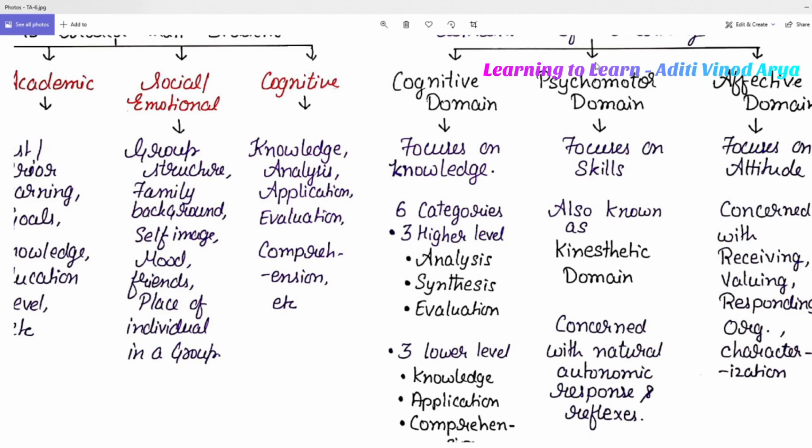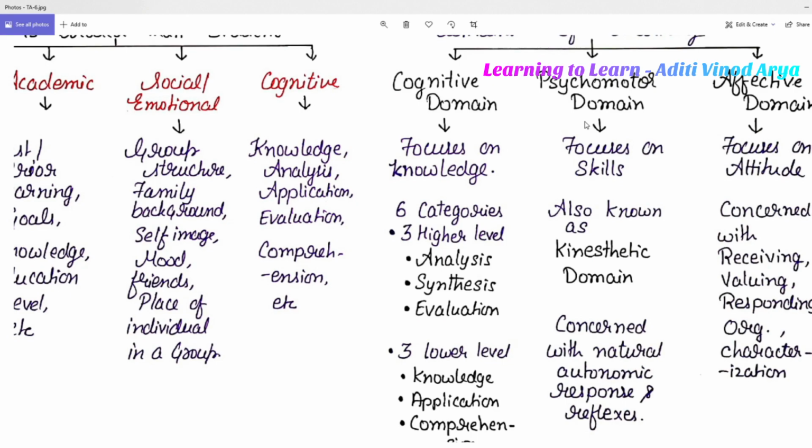And how does that happen? That happens because of the good connection between your brain and your mind, that is how much of your actions or body movements can be controlled, or how effectively can you do things, right? So this is related to the psychomotor domain. It is also known as the kinesis domain. It is concerned about the natural and automatic response of the reflexes. Okay, so the psychomotor domain is related to your body.